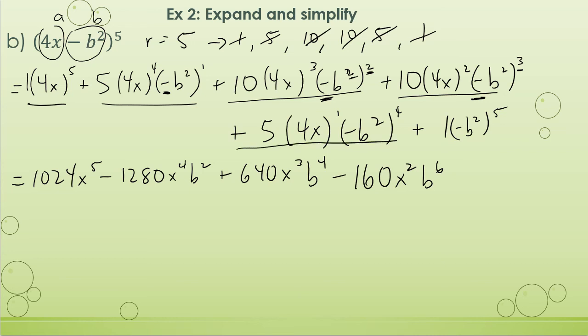Next term, 4 to the power of 1 is 4 times 5 is 20. A negative to a positive exponent is going to be positive, so this is just plus 20. x, and then 2 times 4, power law, b to the power of 8. Last but not least, a negative to an odd exponent is negative. That will be negative b to the 10.